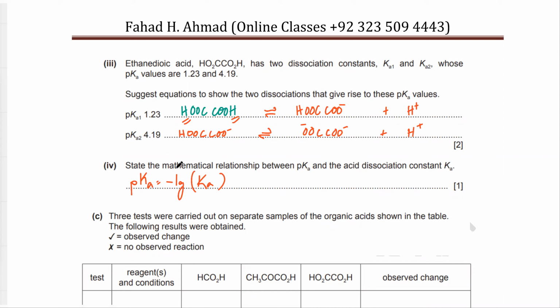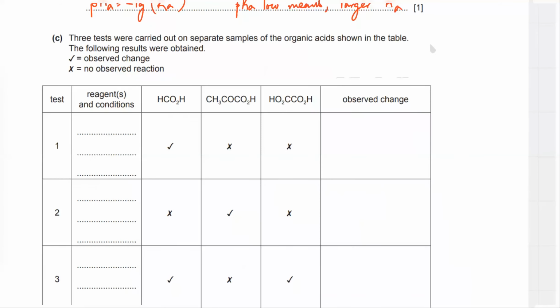You can always remember that values get inverted whenever you take the negative log because of the negative sign. I did explain that whenever you multiply something by something negative, the bigger value becomes the smaller value and the smaller value becomes the bigger value. So pK low means, this is not required, but pK low means larger K. That means more dissociation.